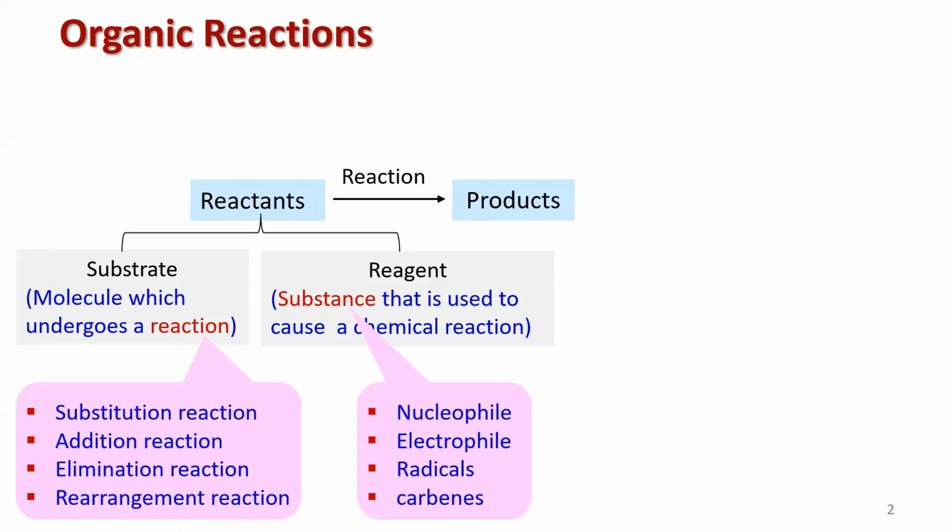Right. So substances which act as a reagent can be categorized into several groups like this. A reagent can be a nucleophile or an electrophile or a radical or a carbene, right? So by now you may know what these are, because at level 3 also we learned what a nucleophile is, what an electrophile is, what are radicals and what are carbenes. So I don't have to explain what they are now.